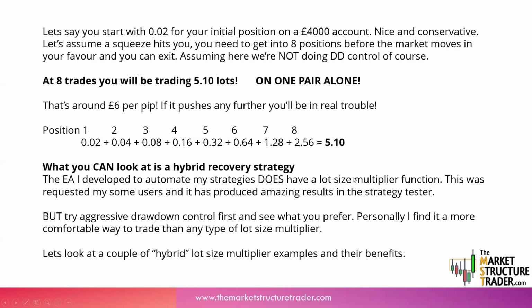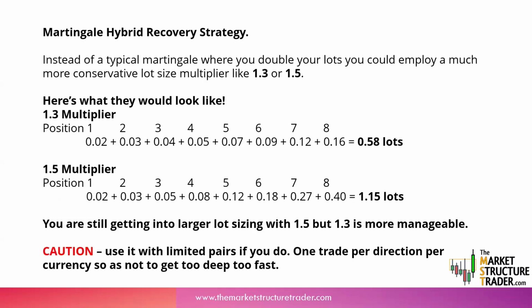So it has produced very good results working this way, rather than entering with the same lot size over and over again. And the advantage of it is it obviously brings your average down much closer to price, much faster, unless you're going into a big squeeze, in which case then it can still be dangerous. But try aggressive drawdown control first and see what you prefer. Personally, I find aggressive drawdown control a more comfortable way to trade than any type of lot size multiplier. But let's look at a couple of hybrid lot size examples and look at the benefits of doing it this way instead. So I call it the Martingale hybrid recovery strategy.